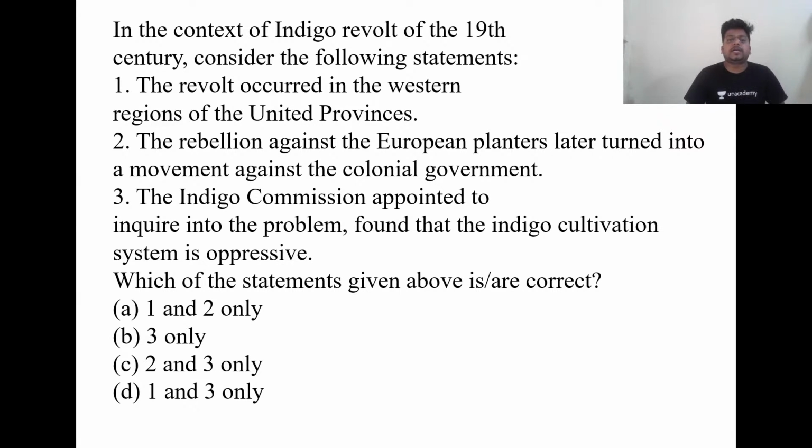In the context of the Indigo Revolt of the 19th century, consider the following statements. The revolt occurred in the western regions of United Province. The rebellion against European planters later turned into a movement against the colonial government. The Indigo Commission appointed to inquire into the problem found the indigo cultivation system oppressive. Okay, the first statement is wrong, because it started in Bengal, right? Not in United Province. It started in Bengal.